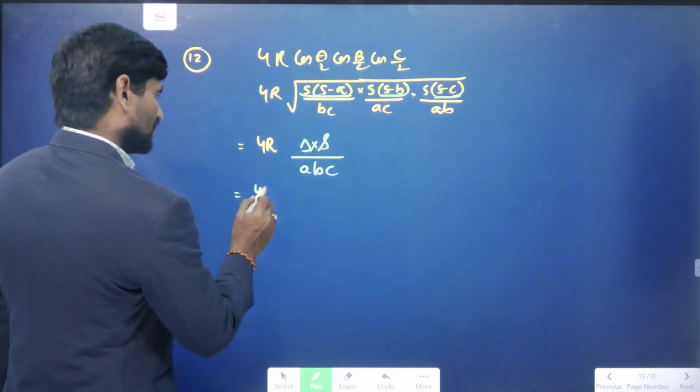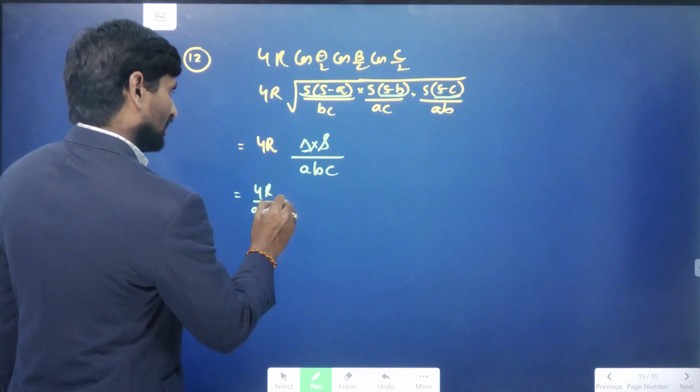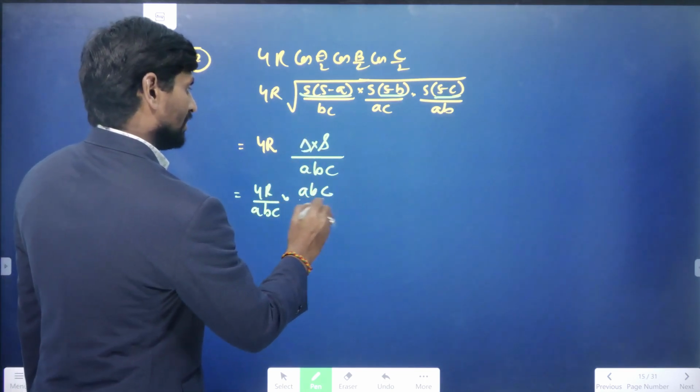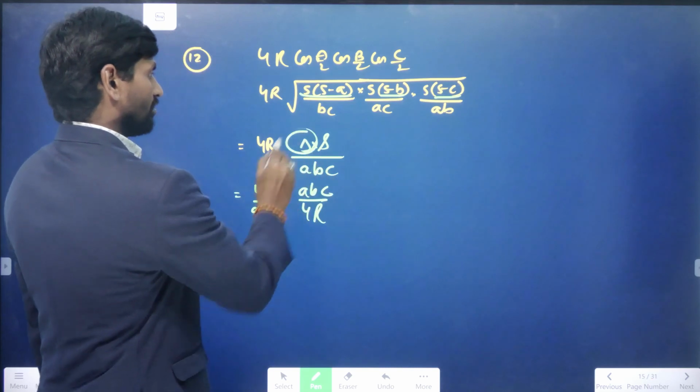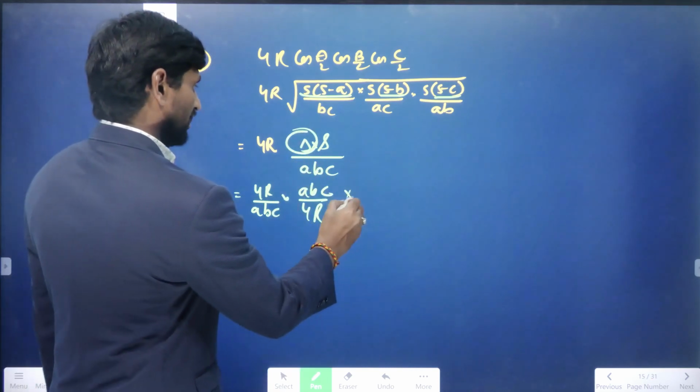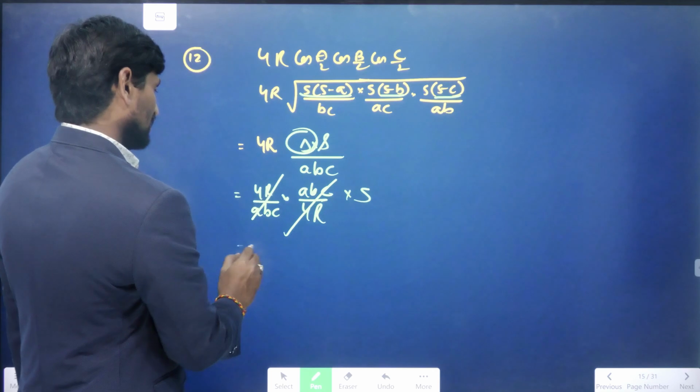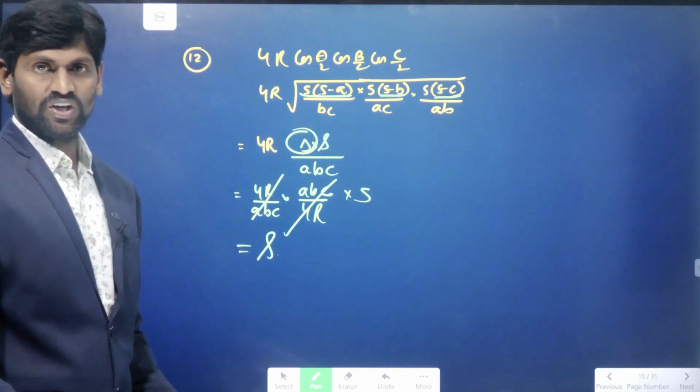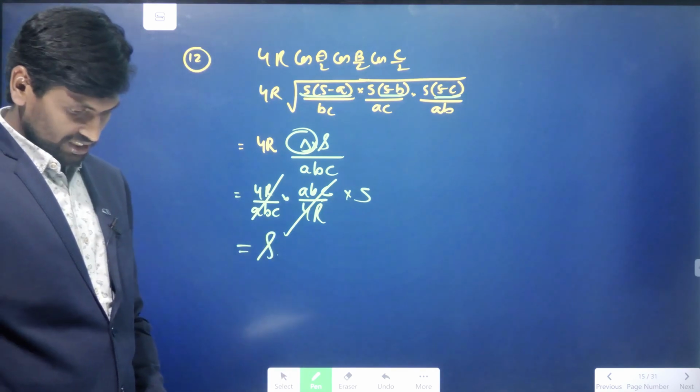But we already discussed the formula for delta value, abc by 4r. Delta formula is abc by 4r into s. So these two cancel, the answer will be s. Okay, let us go to problem number 13.